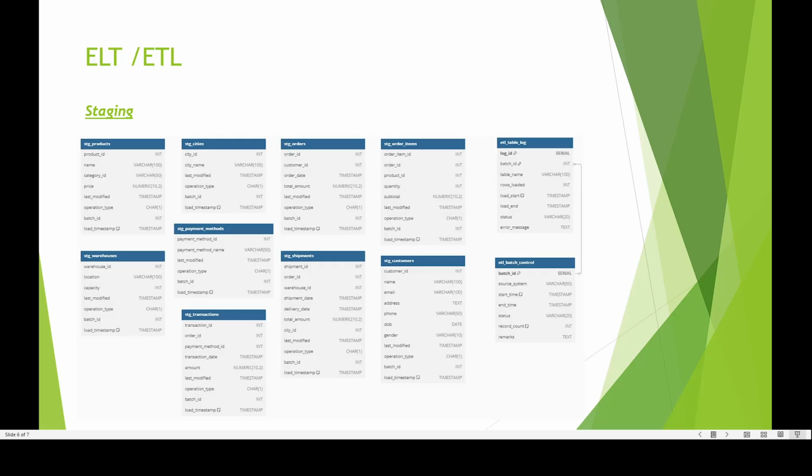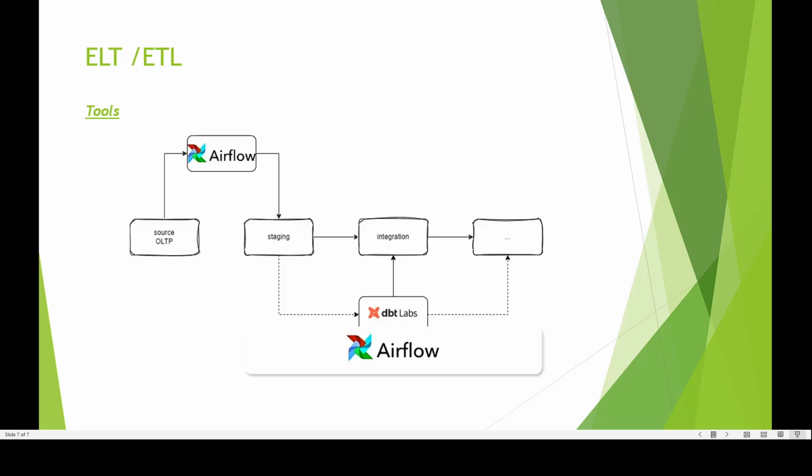Generally speaking, at every layer, staging, integration, and presentation, we should have separate transformation and control tables. In small shops, I have seen that they just create one set of tables for everything, but we would create separate ones for every layer. Once our staging is created, we can start putting in our data.